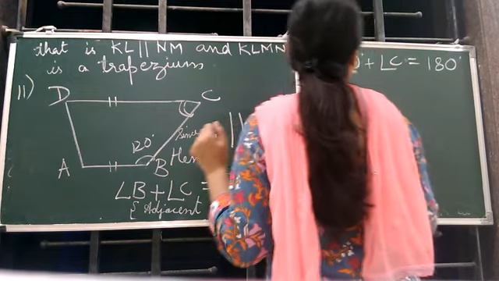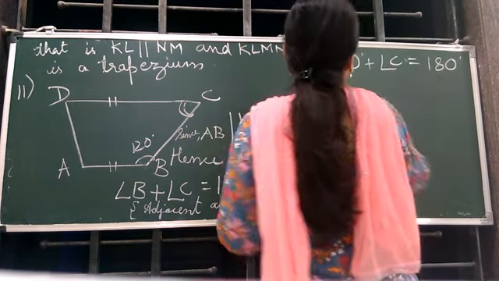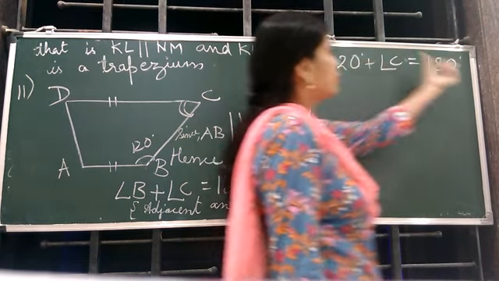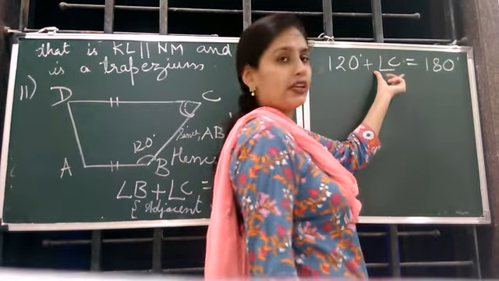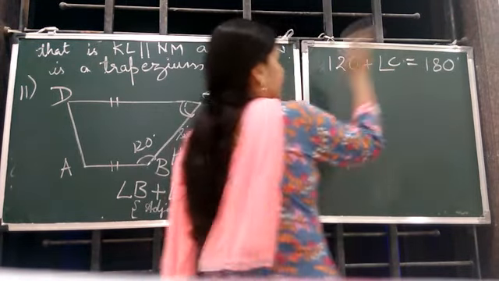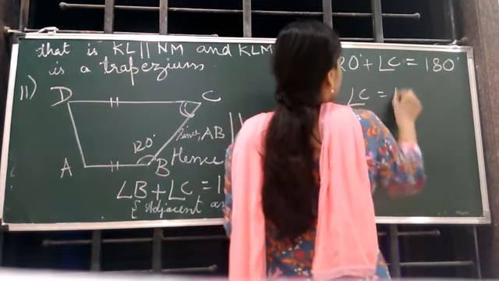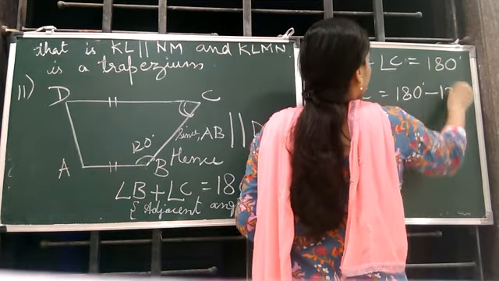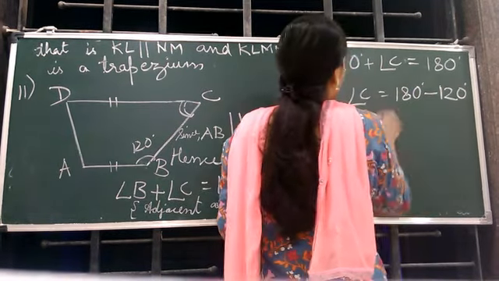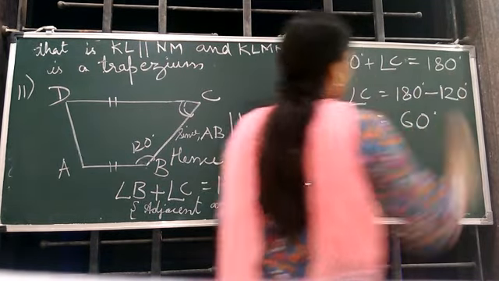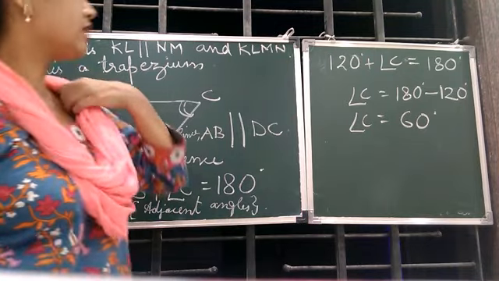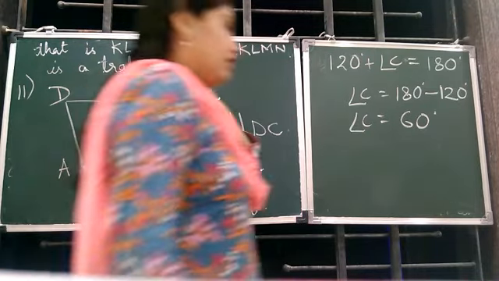equal to 180 degree. Now we shift this 120, we will shift this side. So the value of angle C we will find out. It will be transposed that side. So angle C is equal to 180 degree minus 120 degree. So angle C is equal to 60 degree. This completes question number 11.